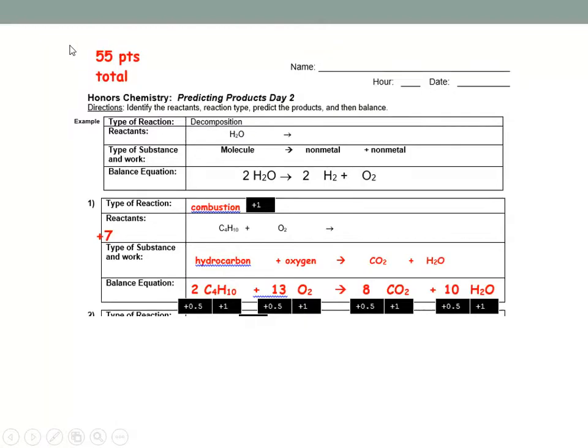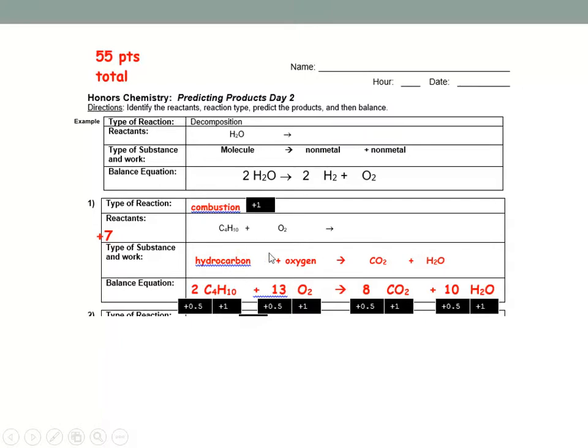All right, this video is going to start with grading 11.3. It's out of 55 points. Please make sure you're grading in red. Number 1 is combustion. For type of substance and work, remember this is not worth a specific amount of points, but you definitely want to be writing things here to help you predict products correctly.